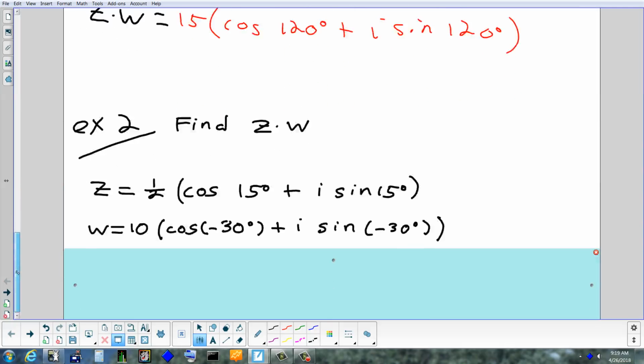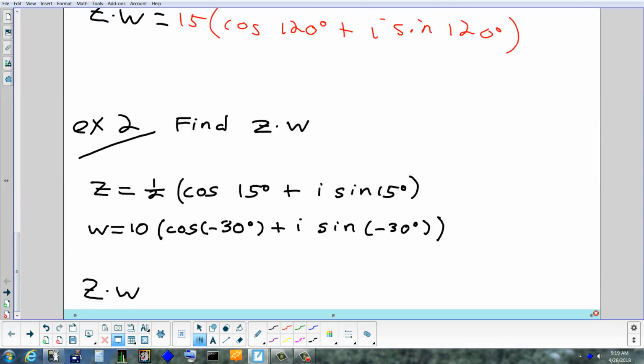Okay, let's try this one. We've got 1/2 cosine 15, I sine 15. So radius is 1/2, the angle is 15. And the second one, the radius is 10, and the angle is -30.